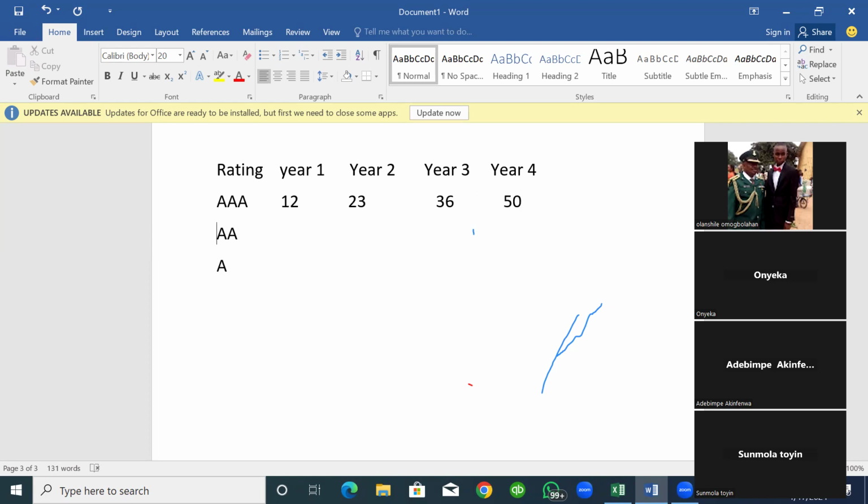Then for the second, AA, we have 27, 40, 51, and 60. Then for A, we have 43, 55, 67, and 80.